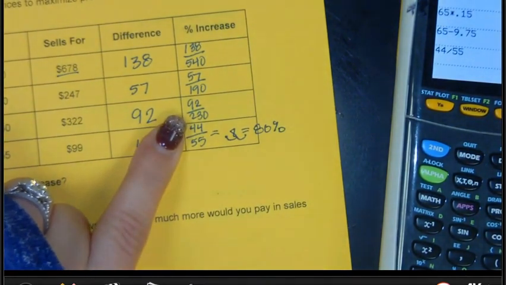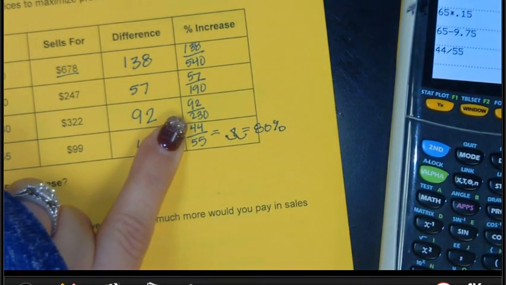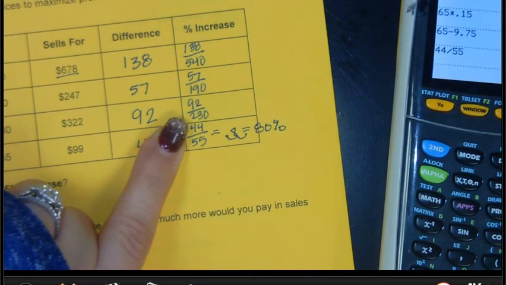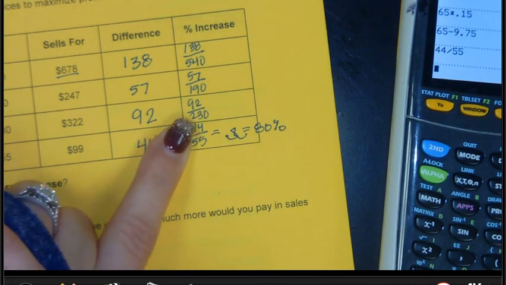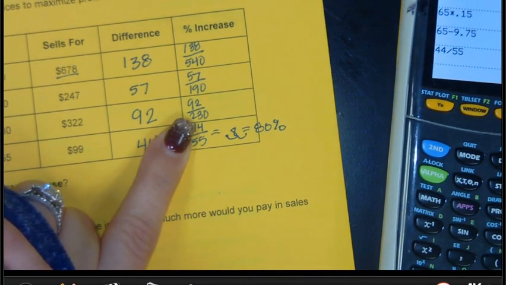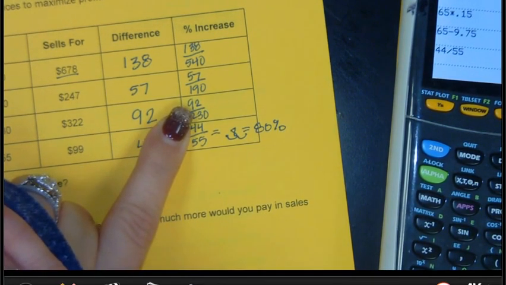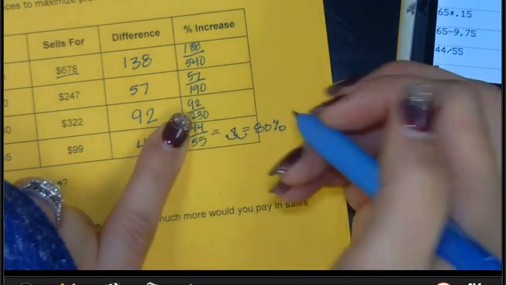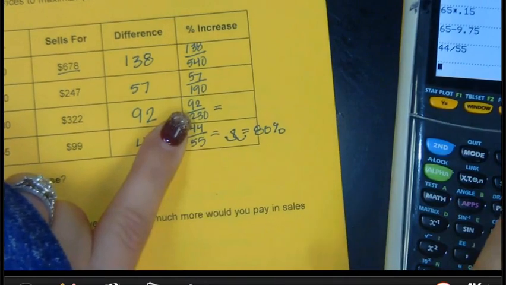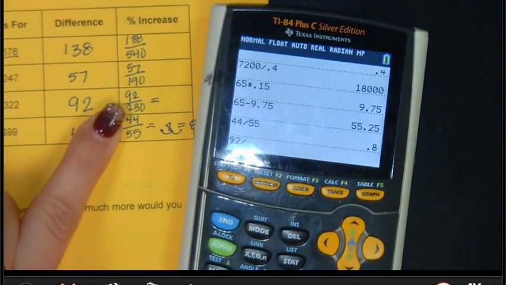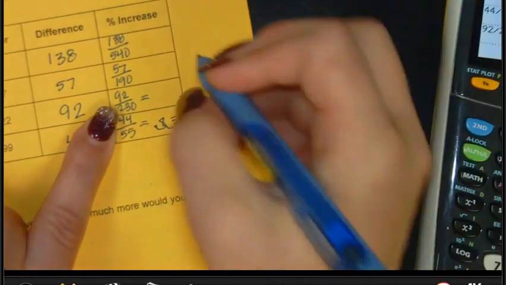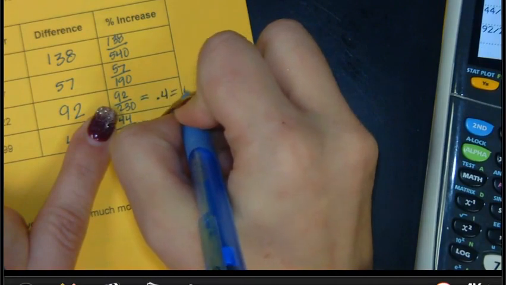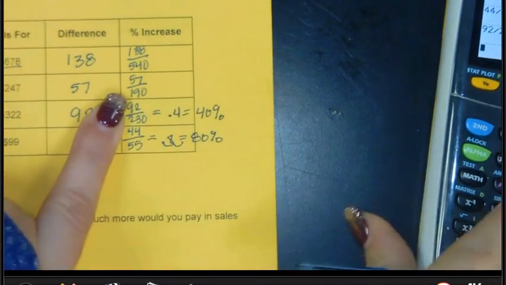All right, 92 over 230. What do you think this is going to be? Do you think it's going to be more or less? So let's round this down to like 90 over 230. Well, I know that half of 200 is 100. Half of 30 is 15. So 115 is half. Do we think 92 is going to be really close to 115? No. So we think this is going to be less than 50. So let's do 92 divided by 230. And look, I get 0.4, which is 40%. So we are right. It's less than 50.